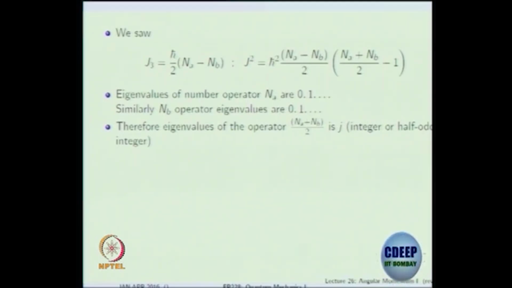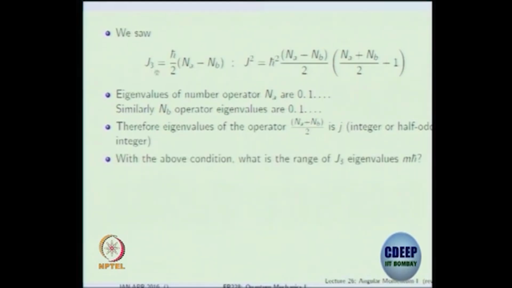Naturally comes the angular momentum algebra. When we try to do this (Na plus Nb) by 2, the factor of 2 is very interesting. It allows for J, which can be integers or half odd integers. We will call this J. We will see the meaning very soon, why we call it J.